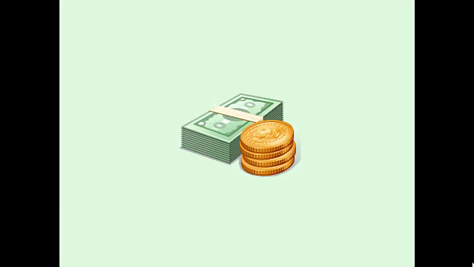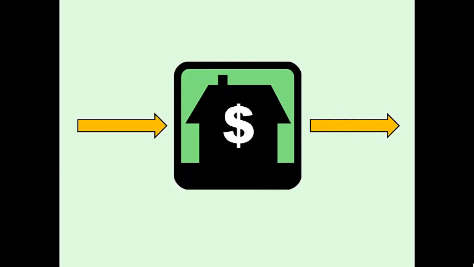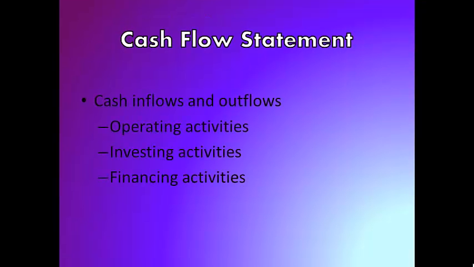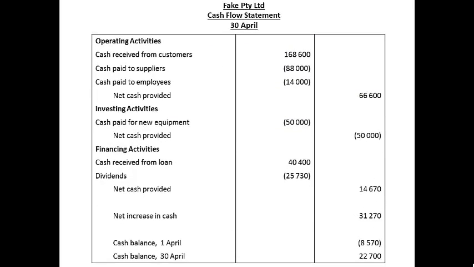Management of cash is important for any business. A business must be aware of the cash coming in and going out. The cash flow statement records all cash inflows and outflows, which are categorized under operating, investing, and financing activities. The sum of all cash flows from each kind of activity gives the net increase or decrease in cash. Here's an example. Adding up the cash flows from operating, investing, and financing activities gives the net increase in cash.